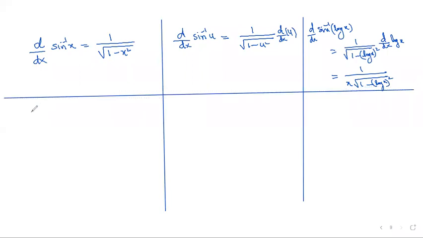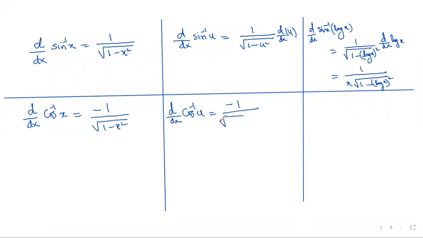Then write the next formula. d by dx of cos inverse of x. What is the difference in the answer between sine inverse x and cos inverse x? It will be a minus sign. Only a minus sign. So minus 1 upon root 1 minus x square. So what will be d by dx of cos inverse u? Minus 1 upon root 1 minus u square into derivative of u.